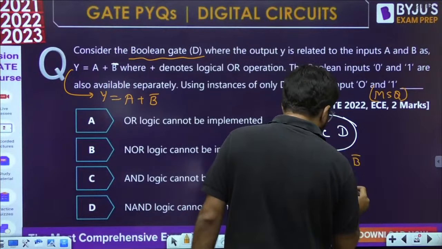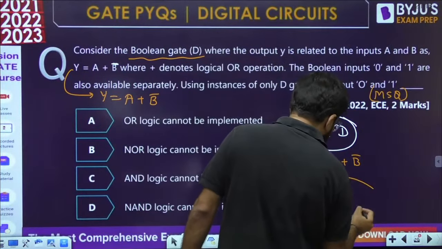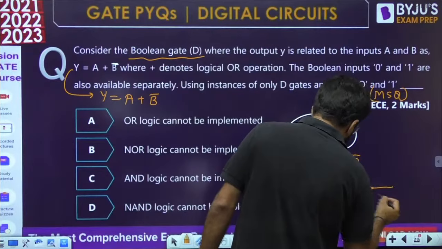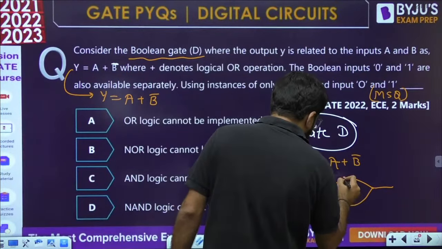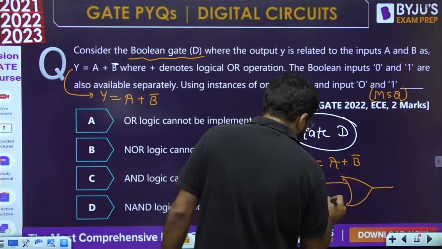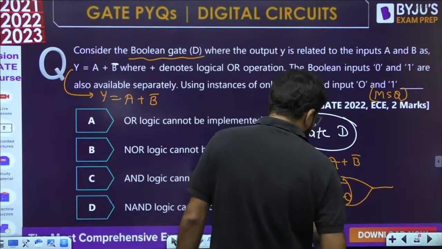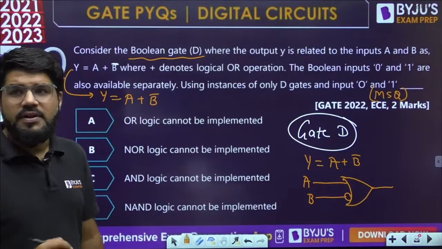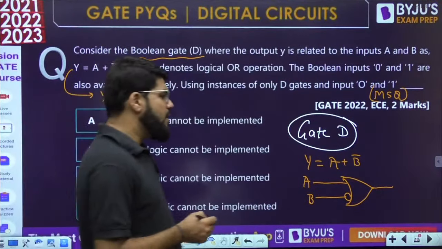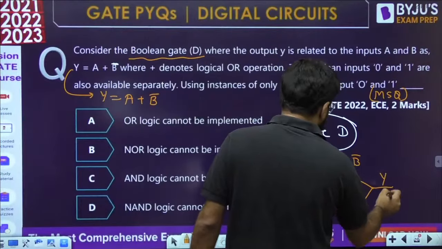That means if I want to show it with the help of logic symbols, ultimately it's a plus operation, that is a logical OR operation, but A plus B bar. So how do you show such a diagram in symbols? Something of this sort. We'll place the bubble at the input side of B. The bubble will represent an inverter, and this is Y.